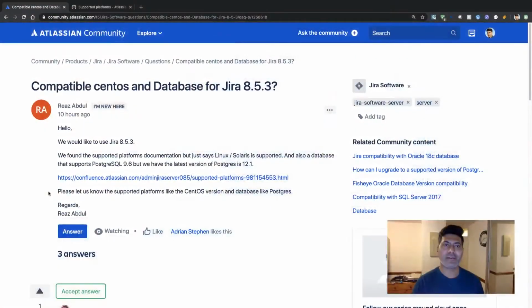Hello everyone, in this video let us talk about the version of CentOS that you should be using when installing Jira. There was a question on the community recently from Abdul, and Abdul is asking about a compatible CentOS and database for Jira 8.5.3.